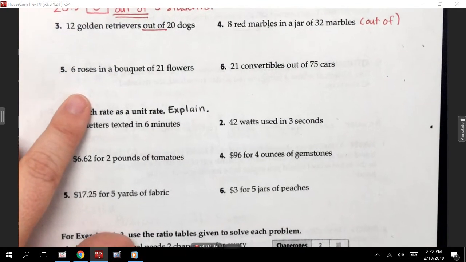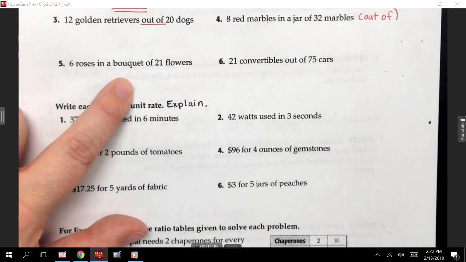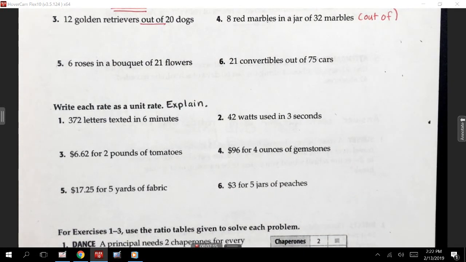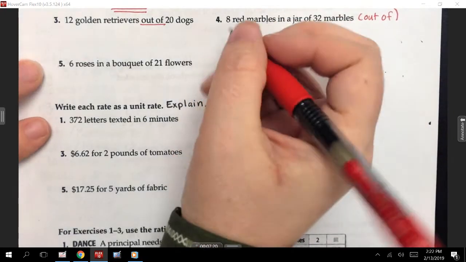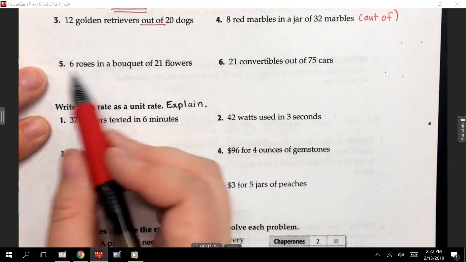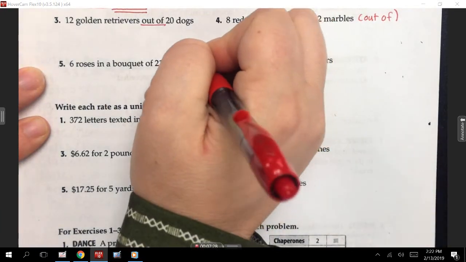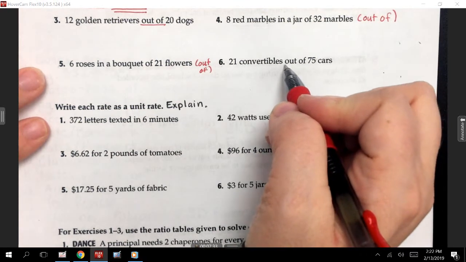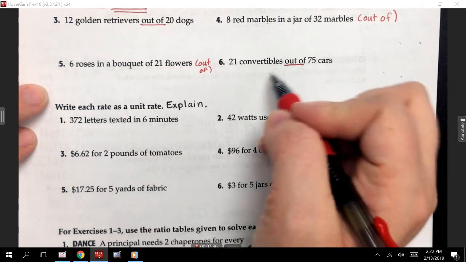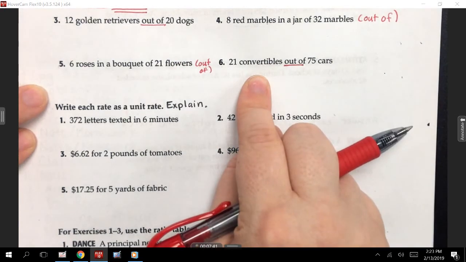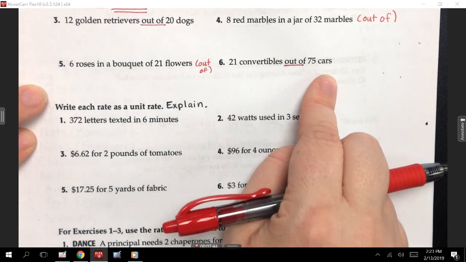All right, number 5, 6 roses in a bouquet of 21 flowers. Out of or for every? Jay? Out of. Why? They're both flowers. These roses are in the bouquet. So if someone has an allergy to roses, can I take them out of the bouquet? Yes, this is "out of." All right, and then the last one, number 6, says 21 convertibles out of 75 cars. Why is this going to be "out of," Hayden? Convertibles are cars. All 75 just don't happen to be a convertible.